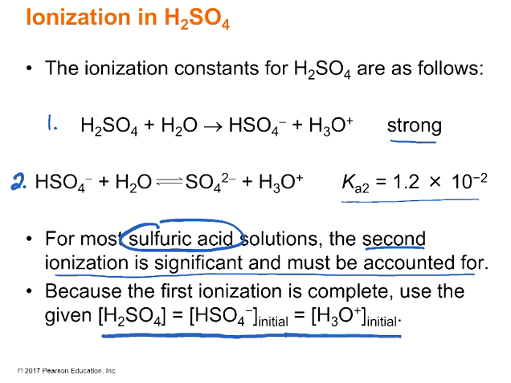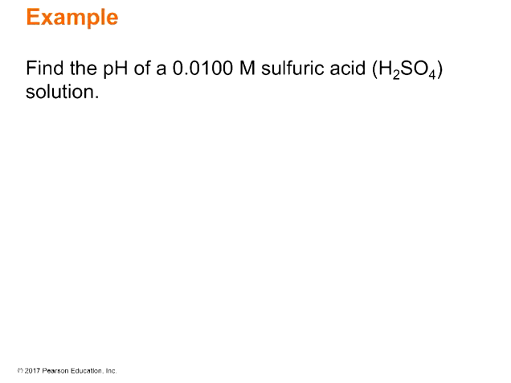All right, so let's actually calculate the pH of a 0.01 molar solution of sulfuric acid. Okay, so in step 1, again, we had sulfuric acid reacting with water, and it completely ionizes to produce the hydrogen sulfate ion and the hydronium ion.